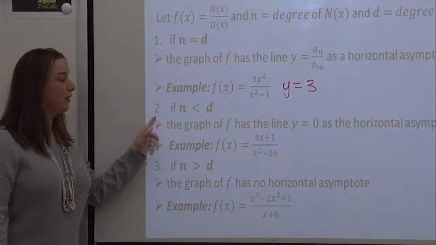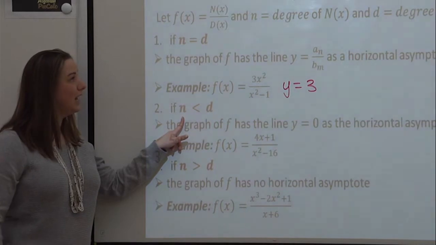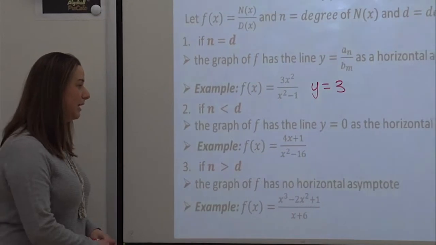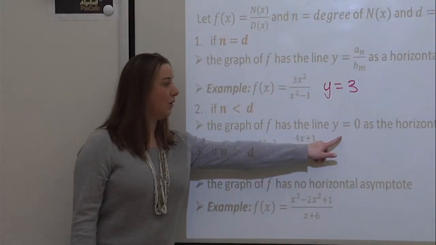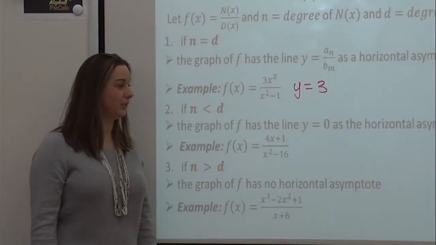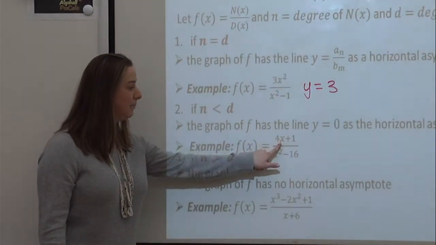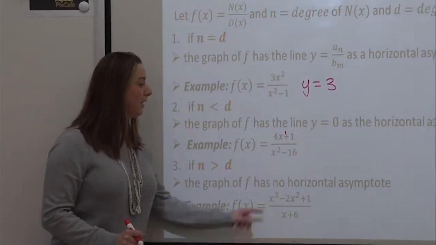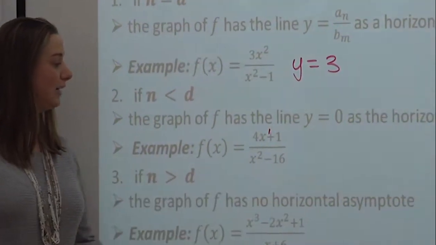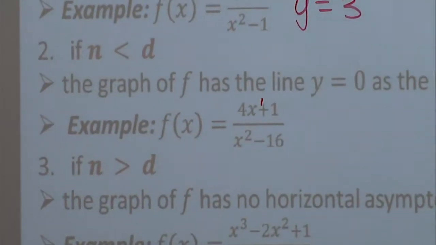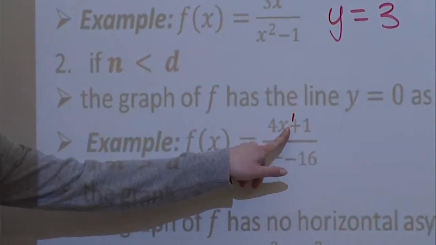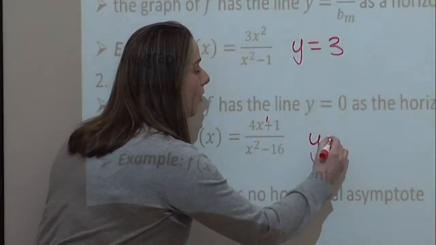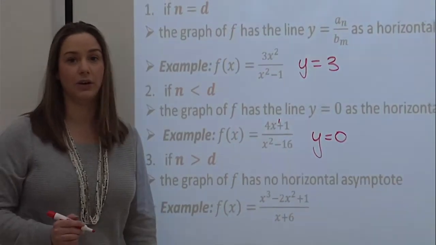3. So our second case is when the degree of n of x is less than the degree of d of x. So what's that going to mean? We are going to have a horizontal asymptote at y equals 0. So if I take a look at my example, this has a highest power, a linear of 1, and this has a quadratic, x squared minus 16. So since my degree of the numerator is less than my degree of the denominator, my horizontal asymptote is going to be y equals 0.